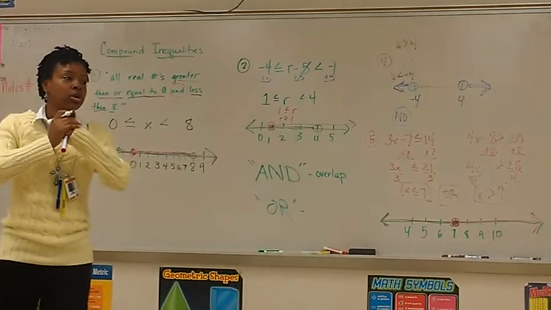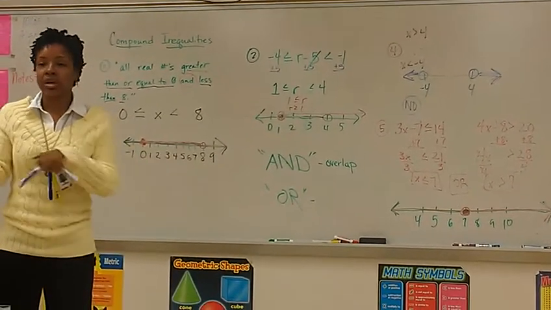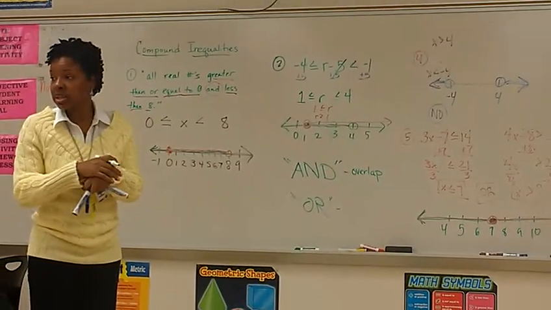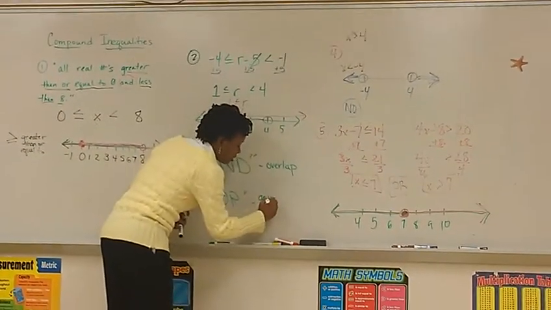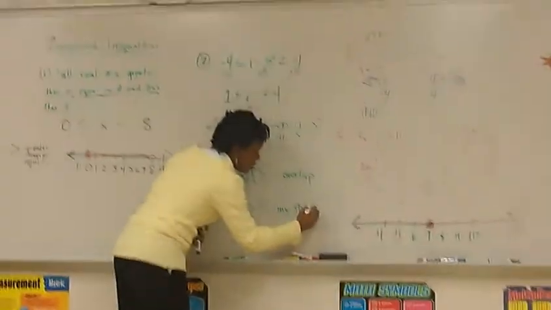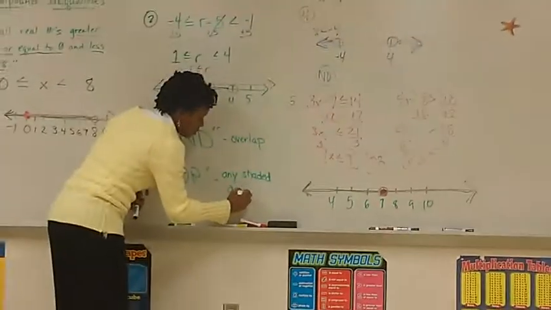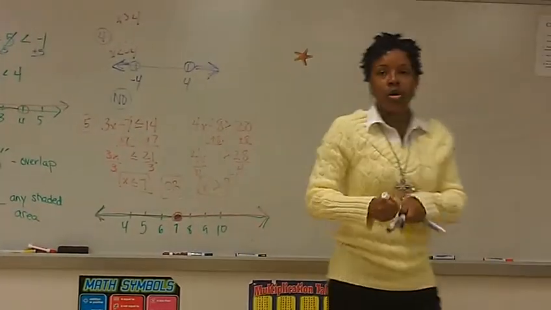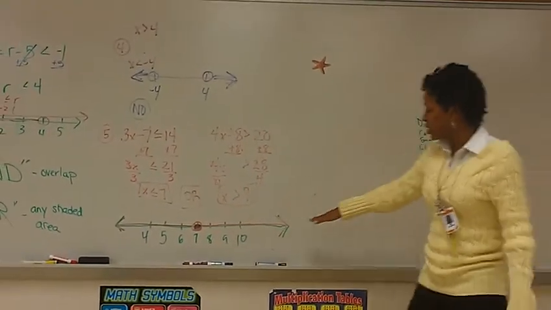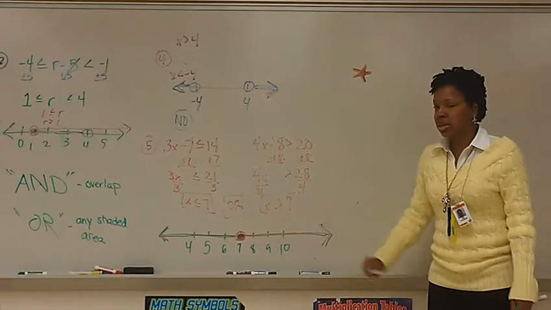For "or," you're saying either one. I don't care if they overlap. Does that make sense? So for "or," any shaded area. So is this an "and" or an "or"? Or. So if I say any shaded area on this graph, that's what we're looking at.